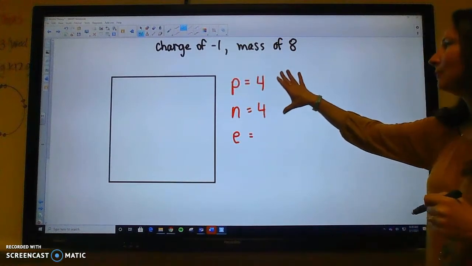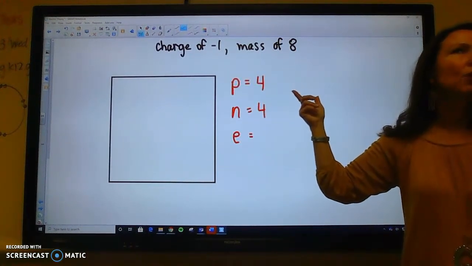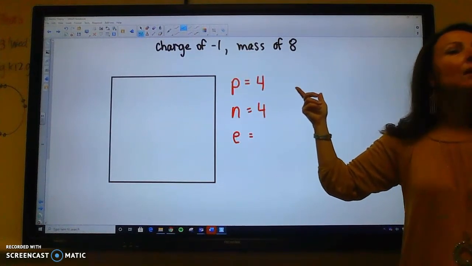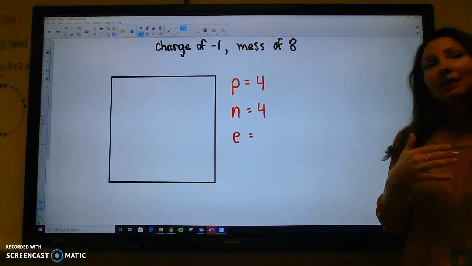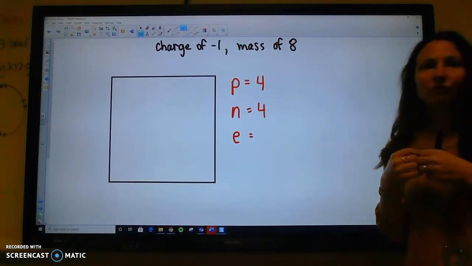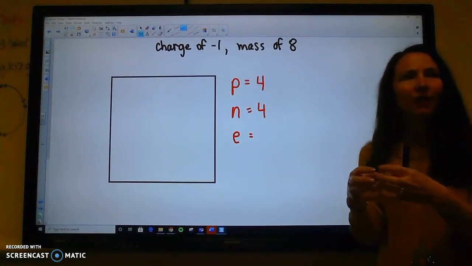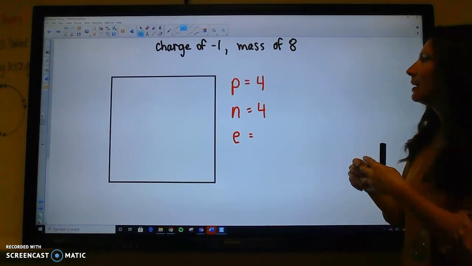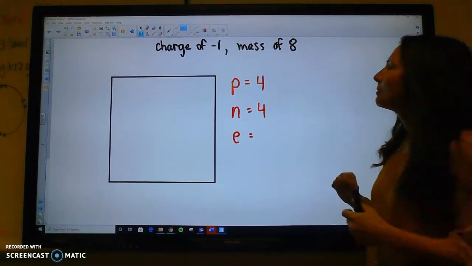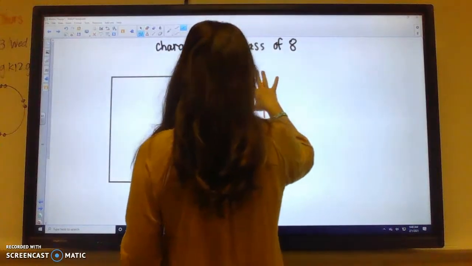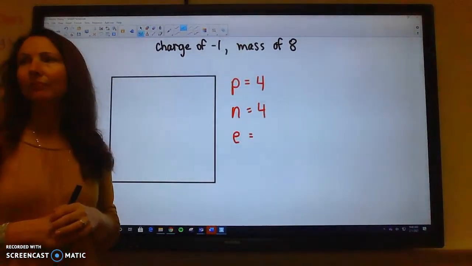That makes it stable. What if we wanted to make it not stable? What could we have done? If we had like 6 and 2, which one would we have 6 of to make it not stable? Protons, because that makes it very, very likely that they're going to be touching. But in this case, we're going to make it stable. So it's got a mass of 8. And then electrons, it's going to have a charge of -1.